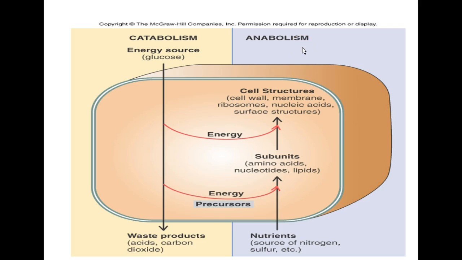Anabolic reactions will use molecules from nutrients and the precursor metabolites gathered through catabolic reactions, and the energy provided by catabolic reactions, to build large molecules: lipids, proteins, carbohydrates, and nucleic acids. These large molecules will be used to build cell components and to reproduce the cell.